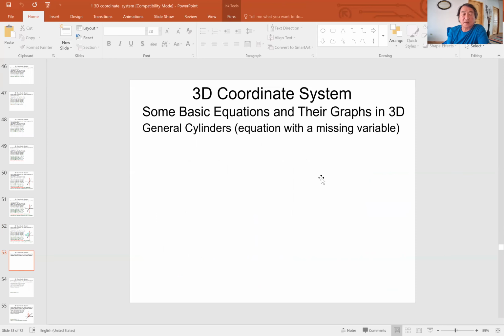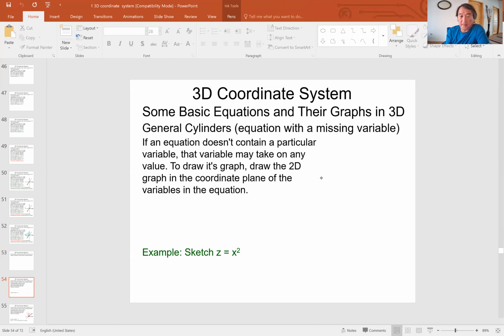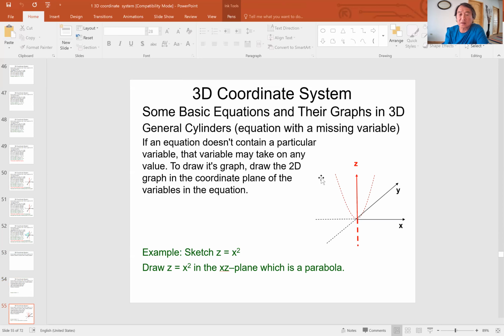And what other surfaces do we have? If I'm given a general equation with a missing variable, how do I plot that? Well, first you plot it again in the plane with the variables that appear. In this case, plot the formula z equals x squared. So I'm going to orient my coordinates with x and z, and I can plot the parabola in such a manner. Okay. And then y is not in the equation, so y can take on any value.